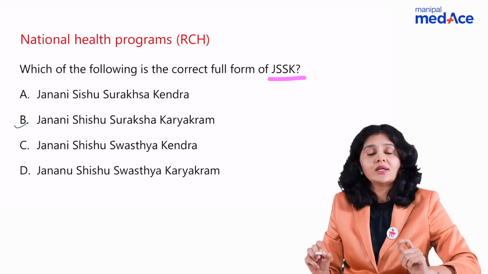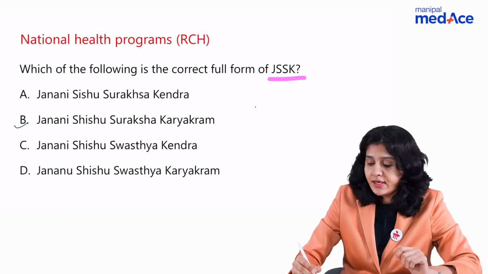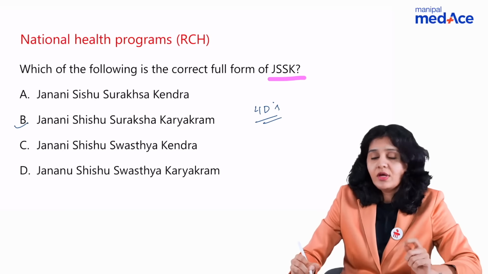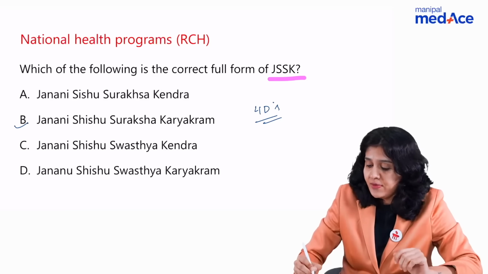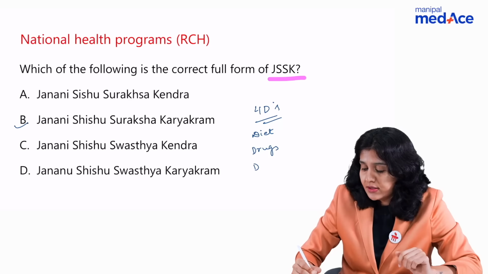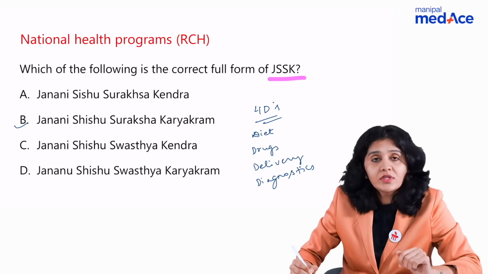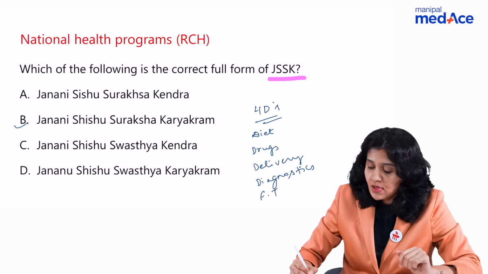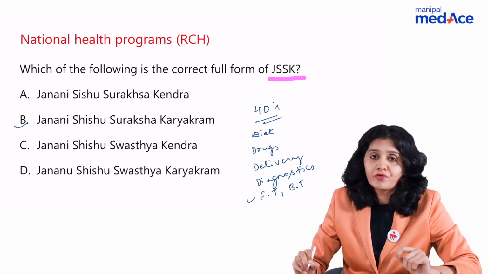So what do we do under JSSK? What are the benefits? If you remember, there are 4 Ds, right? Delivery is free, drugs, diagnostics and diet is free for the mothers post delivery. Diet, drugs, delivery and also diagnostics. Along with this, free transportation and also blood transfusion. So these services are also given free of cost.